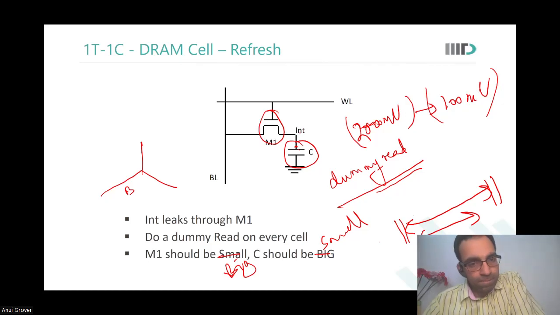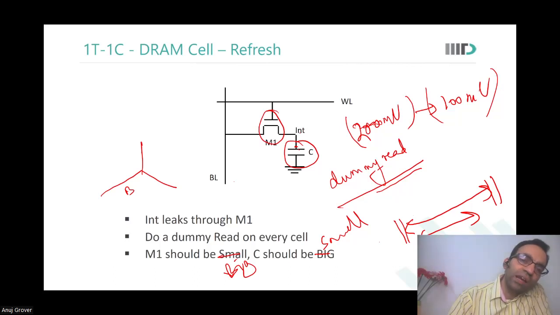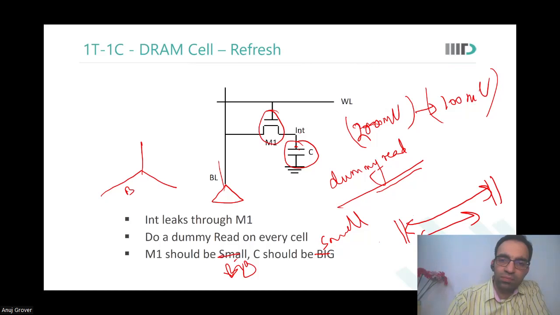Sir, it will be able to store large charge. I accept that. But the RC constant will increase also. Ultimately, the time required to read will increase. Oh, okay. So see, you finally would have the sense amplifier driving the bit line and the internal node. Only one internal node is going to be visible to the sense amplifier.